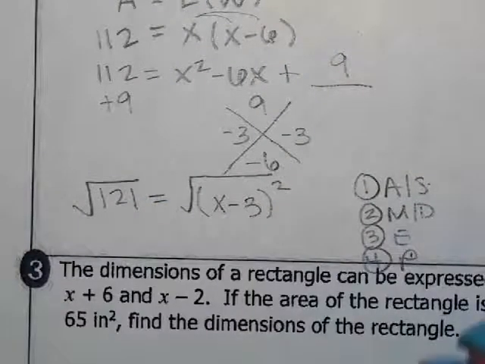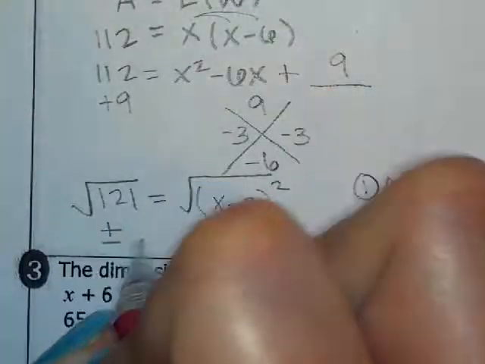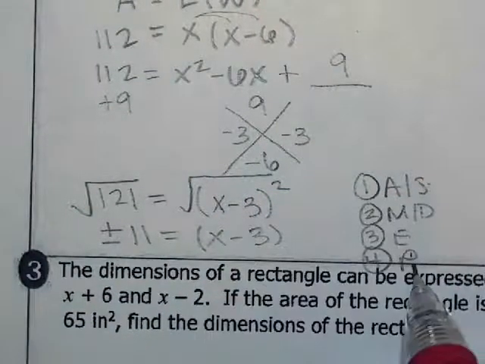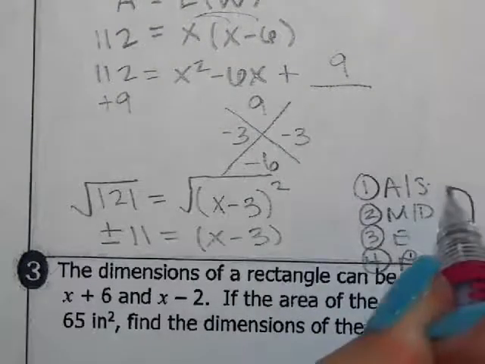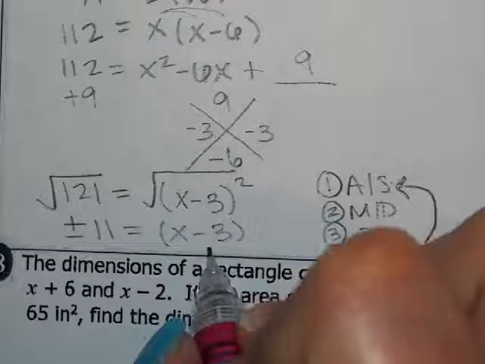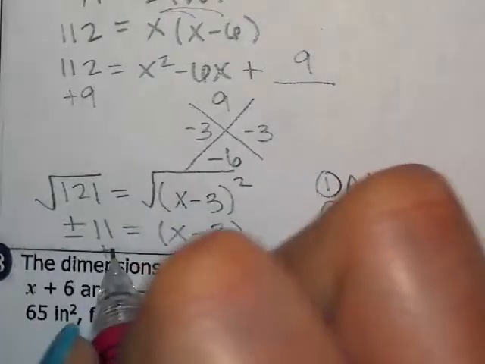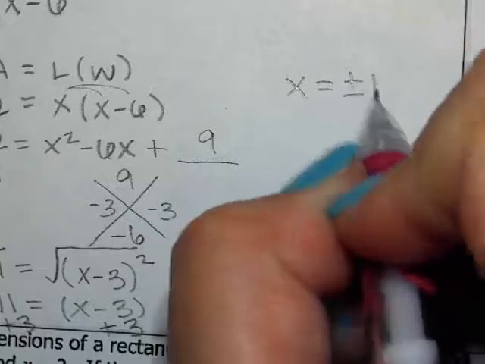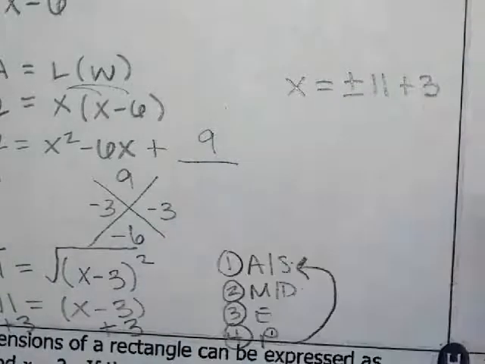Okay, and so when I square root, what do I get? Wait, am I killing a horse here or not killing? Plus minus 11. I'm not killing a horsey today. Okay, and at this point, I'm getting inside the parentheses, and then I'm starting the process again. So when I get inside the parentheses, what should I do? Add the 3 over. So I get x equals positive or negative 11 plus 3. Okay?